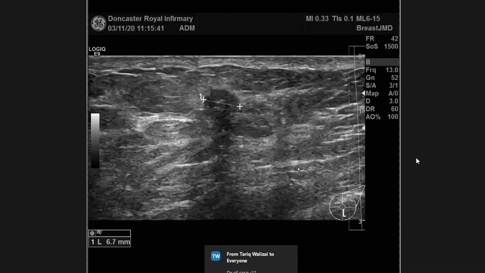Yeah. So in the UK, our normal practice, we don't tend to scan the whole breast. We scan the area of concern. Always make sure you mention referral to the multidisciplinary team.